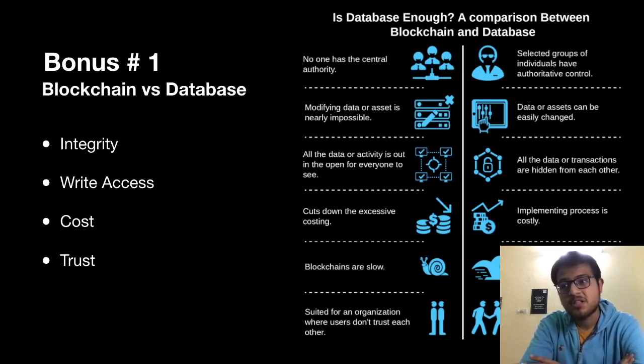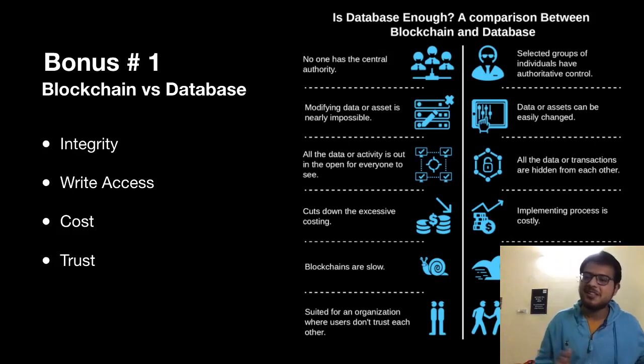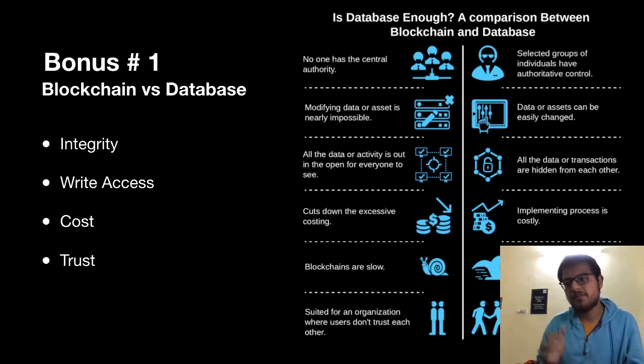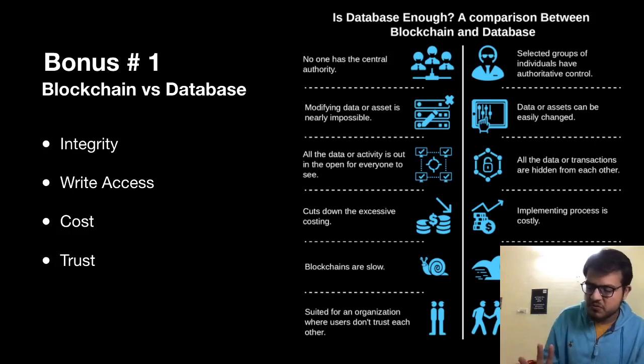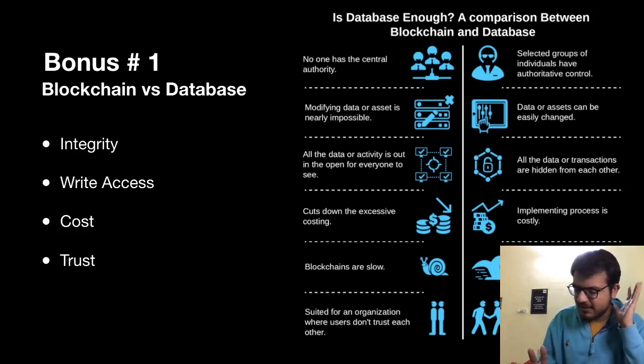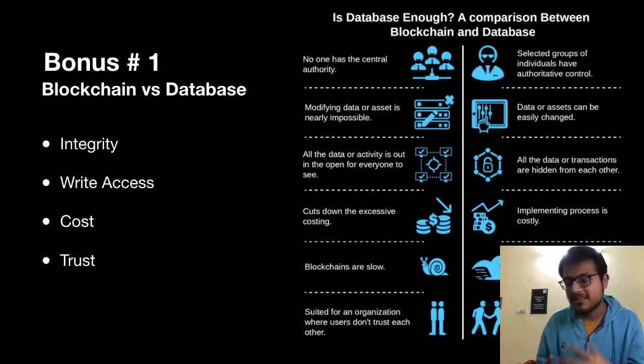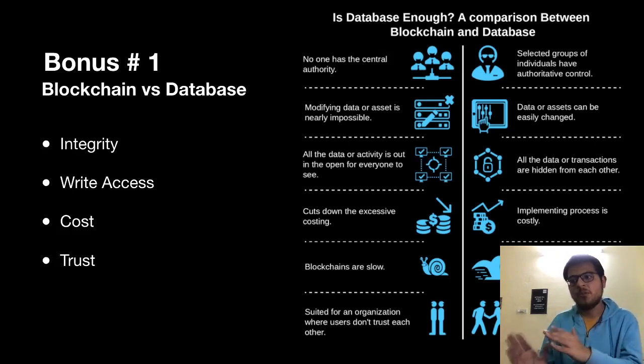Blockchain cuts down excessive costing, while a database implements a high cost. Blockchains are slow, trust me, they are. But you get a better deal, right? You can't edit anything. What else do you want? If you want something that's faster and singly controllable, go for databases. But if you want something that's very proof, very cryptographically mathy, and nothing can happen to it, the data won't be changed. It's immutable. So do you want to go that way?